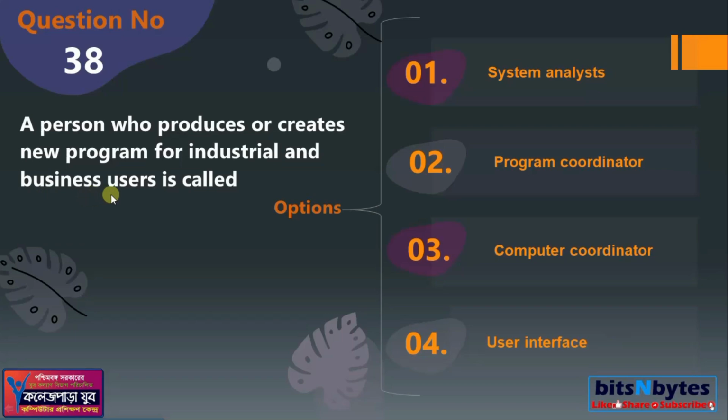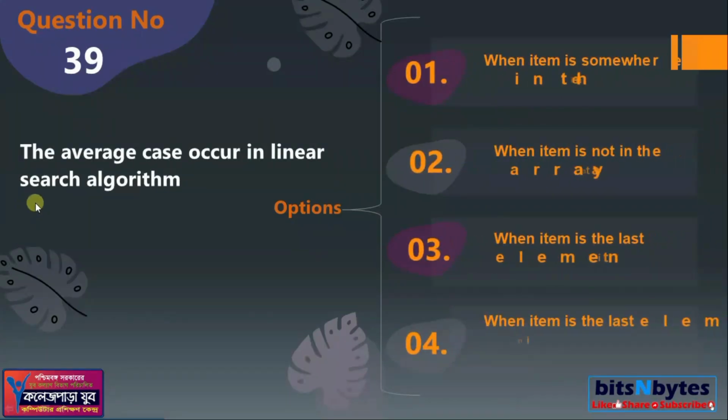Question 38. A person who produces or creates new programs for industrial and business users is called: 1. System analyst, 2. Program coordinator, 3. Computer coordinator, 4. User interface. Answer: system analyst.